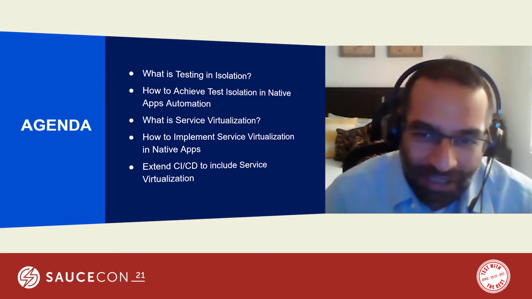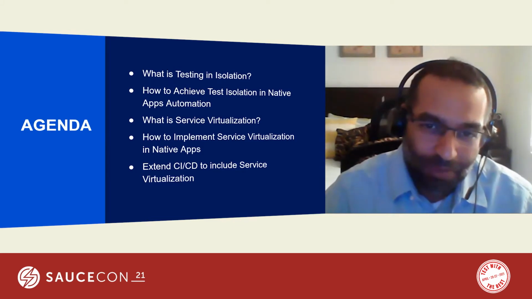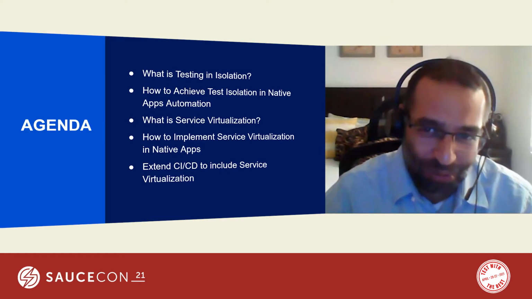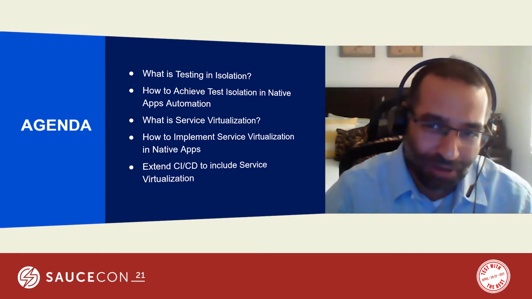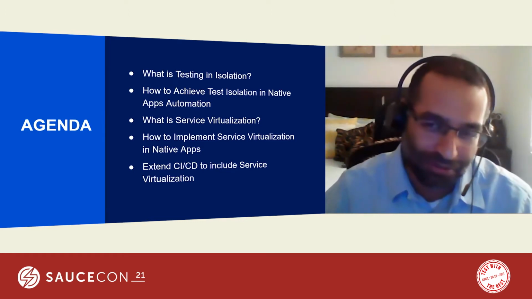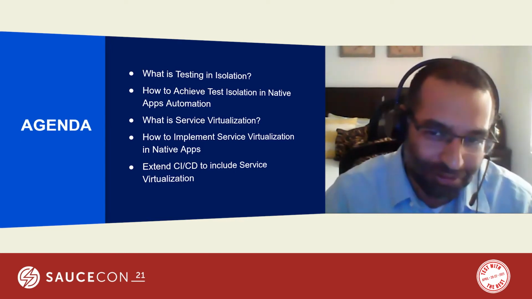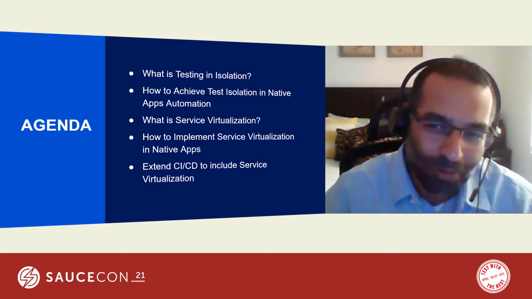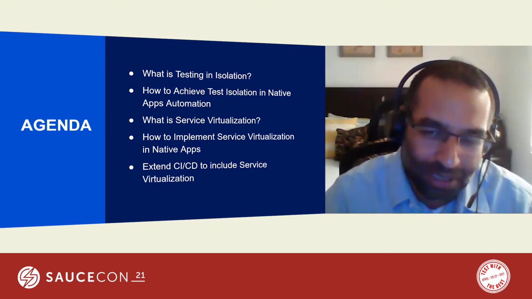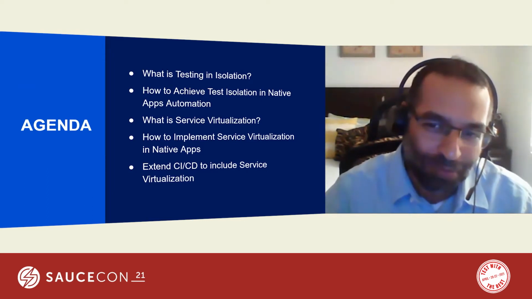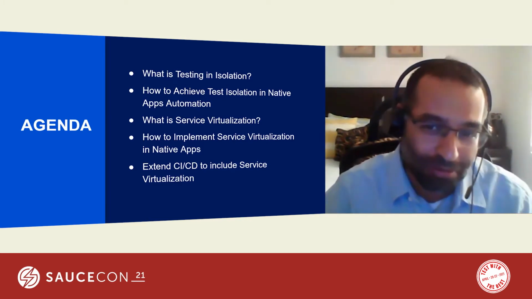In the next topic, I'm going to talk about service virtualization. Service virtualization is one of the means to achieve test isolation, and particularly I'm going to talk about API service virtualization. Then I'll talk about how to implement service virtualization in native apps: what tools I use to implement it, how I implement it, and what the approach behind it is.